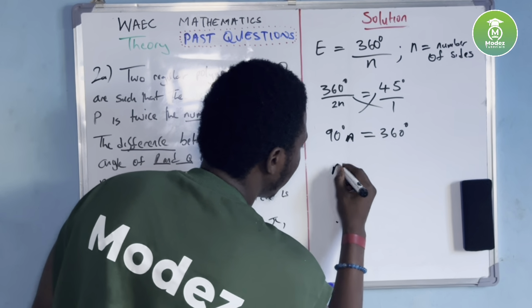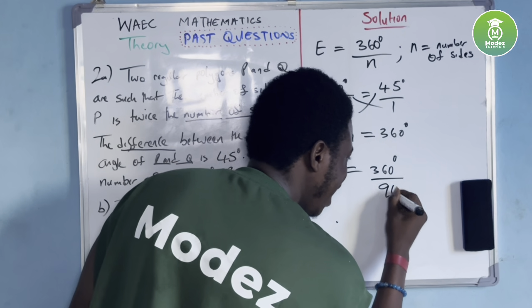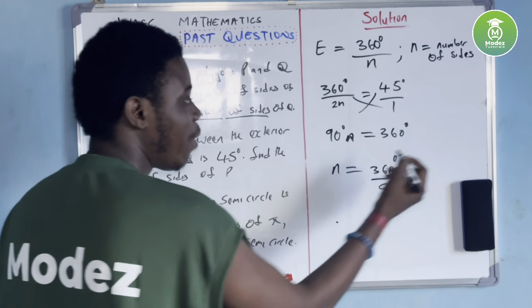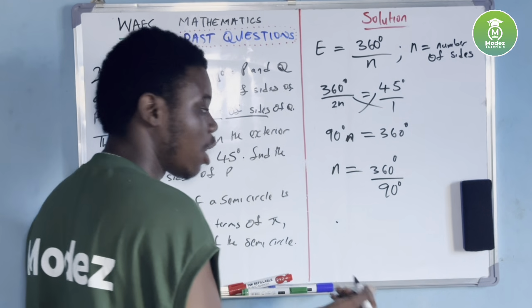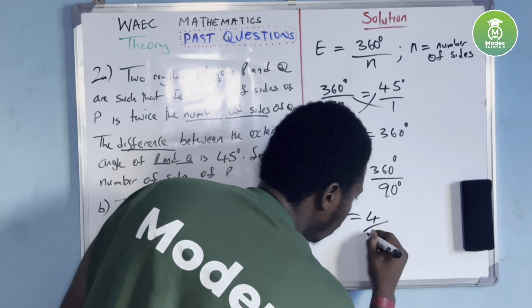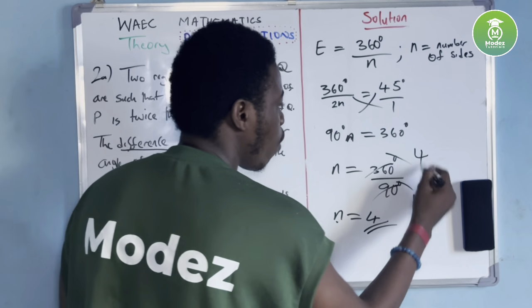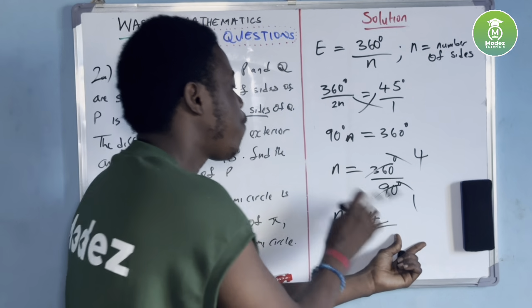So to get n, n is equal to 360 degrees over 90 degrees. Divide through by 90 degrees. I hope you get it. So n is equal to 4, because you cancel the degrees, then 90 here is 1, 90 here is 4. I hope you get it. So n is equal to 4 sides.